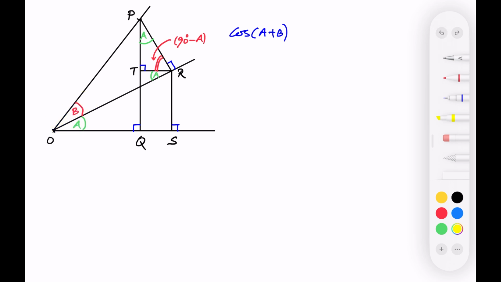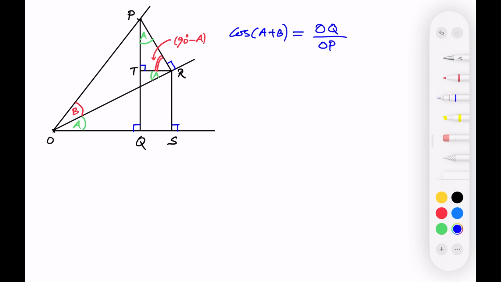For that, if I consider this large triangle OQP, then I can see that this angle is 90 degrees. OP is the hypotenuse and OQ is the adjacent. We know cosine theta is defined as adjacent over hypotenuse. Therefore, cosine A plus B should be equal to OQ over OP.